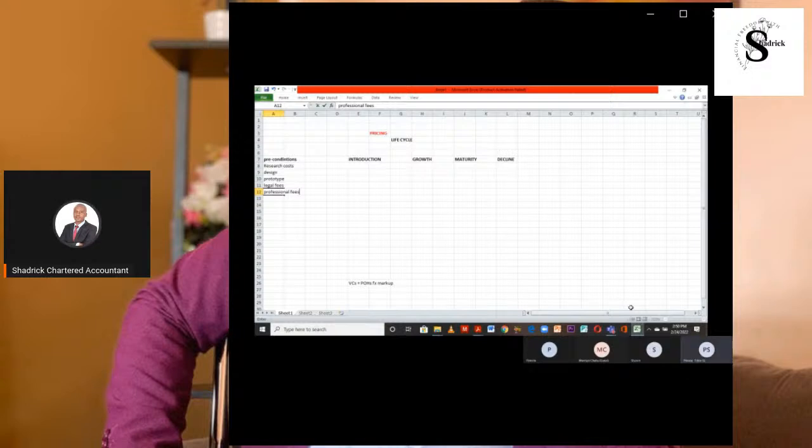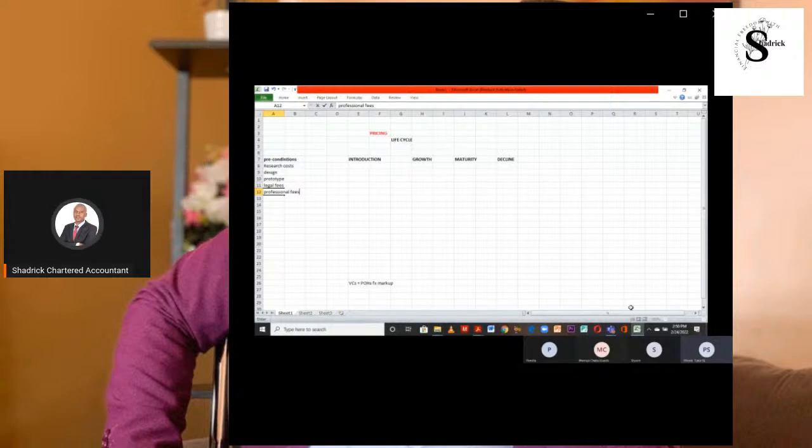Here, this is different from other methods. Why is it different? Because this one brings to light other costs that were not calculated for, especially when you're using marginal costing or full cost pricing principles. The other things are not covered in those methods. So when you are using life cycle costing, you cost for everything.